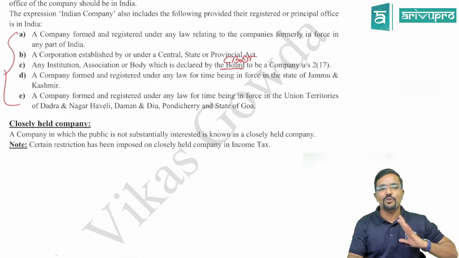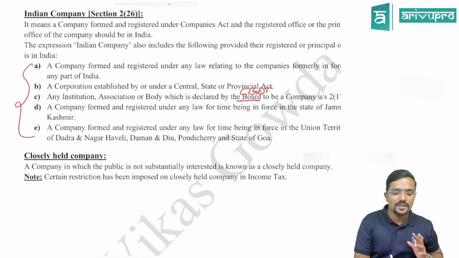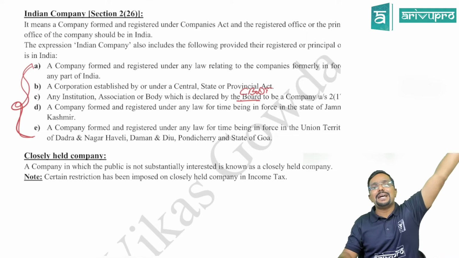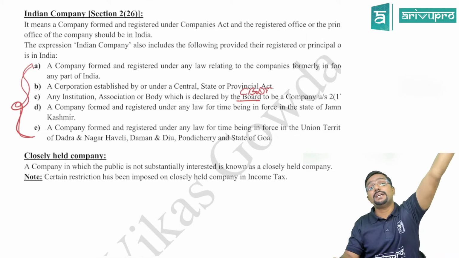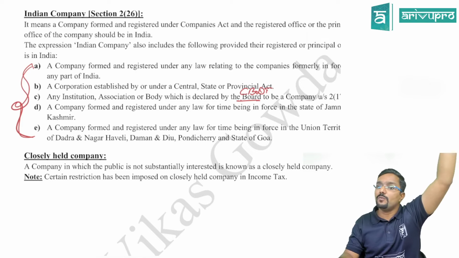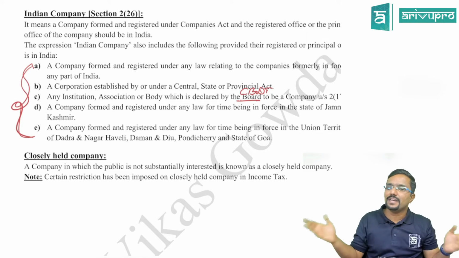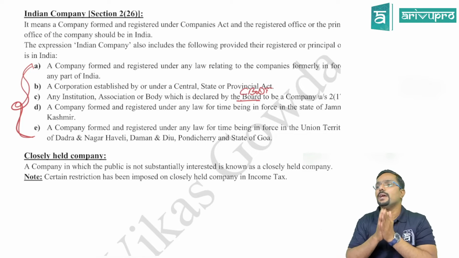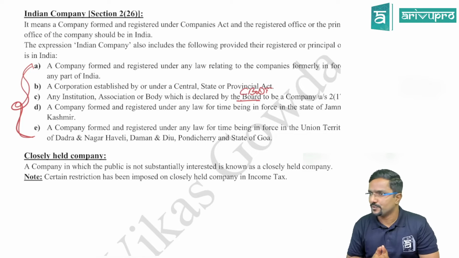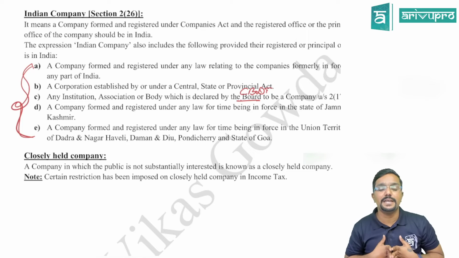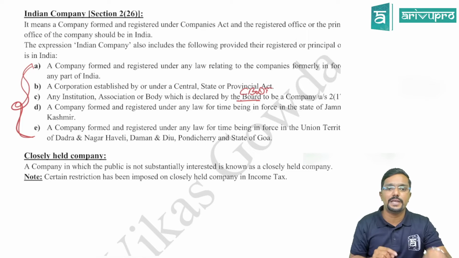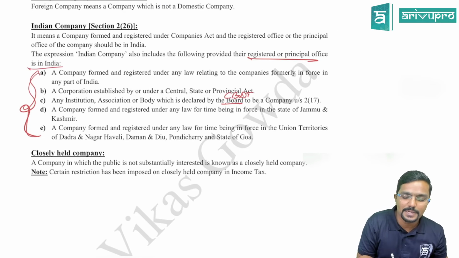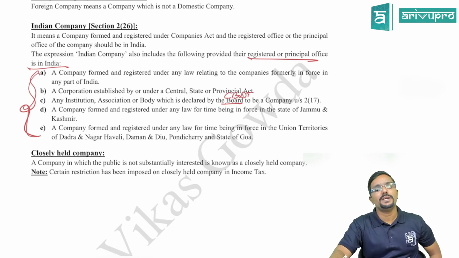Clear? So these 4-5 points, whatever is there here, if they had been formed somewhere in the past under any law which was applicable on that day, whatever law was applicable with respect to companies, like British law, French law, whatever law it was, still you are considered to be an Indian company as of now also. Clear? You will be treated as an Indian company provided one condition is attached. What is it? Its registered office or principal office should be in India. It should be in India.